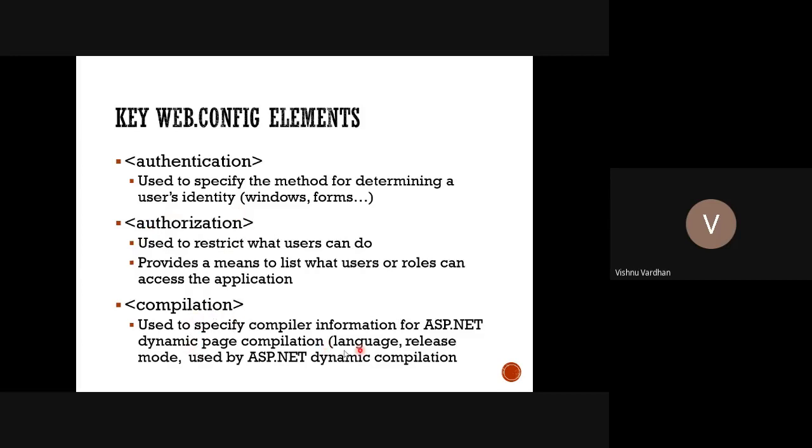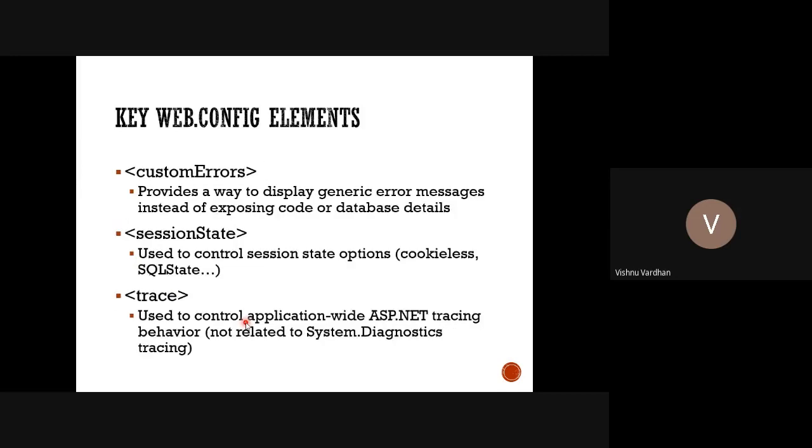Then compilation: what is the compilation mode, what is the language, what is the framework, whether it is release mode or deployment mode, what is the version, and whether debug is enabled or not. All these are part of the compilation. These particular sections deal with things according to the section name, the element name. The next element name is customErrors.